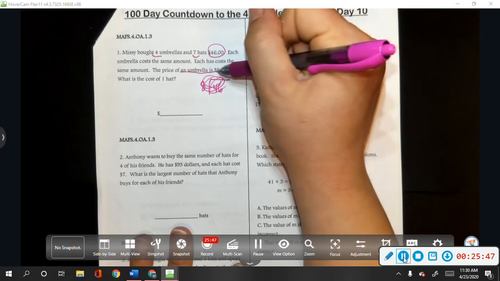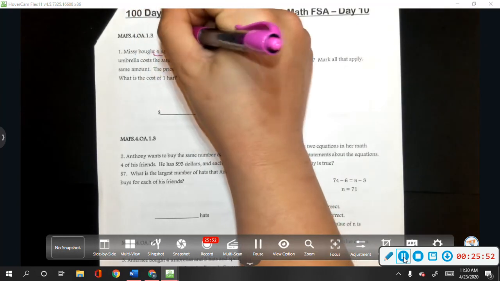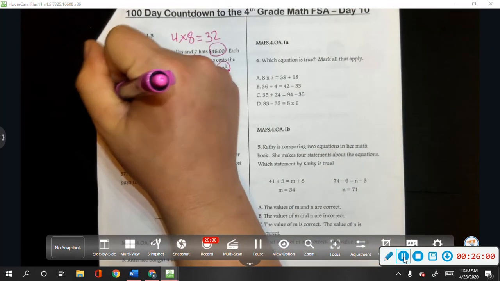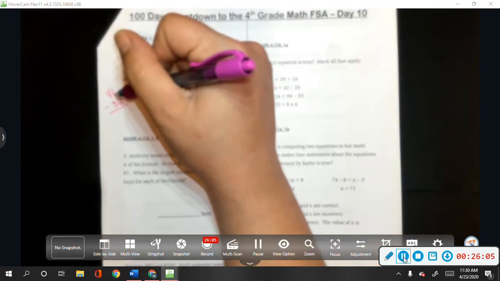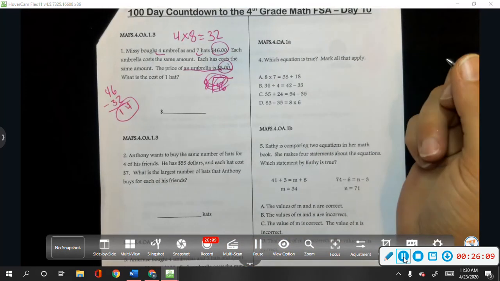We first want to find out how much we spent on the umbrellas. So, we bought 4 umbrellas. Each of the umbrellas cost us $8. 4 times 8 is 32. So, we're going to take 46 and subtract 32 because that's how much we spent on the umbrellas. 6 minus 2 is 4. 4 minus 3 is 1. So, we have $14 left.